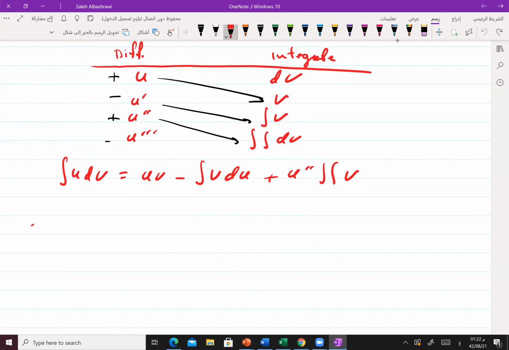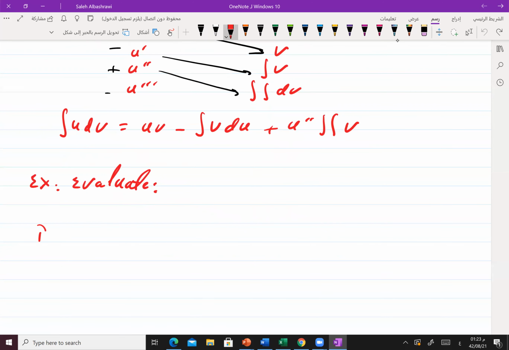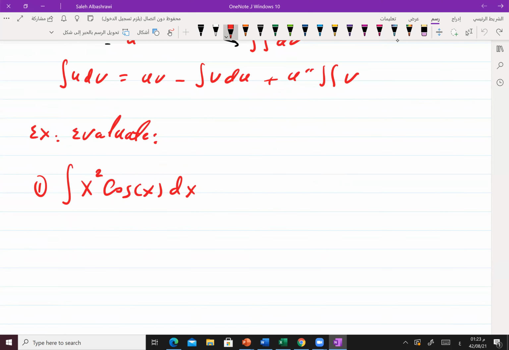For example, let's evaluate number one, the integral of x squared cosine x dx. So I will choose u to be x squared and dv will be cosine x. Now differentiate the first one and integrate the second one.